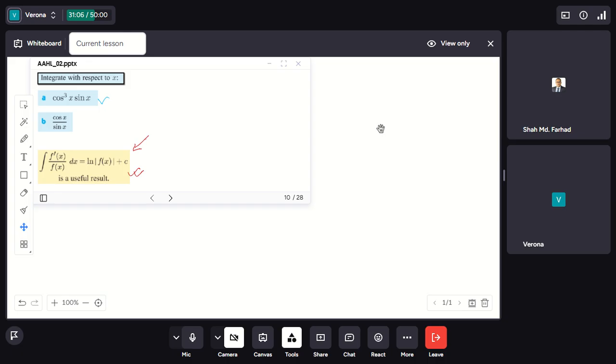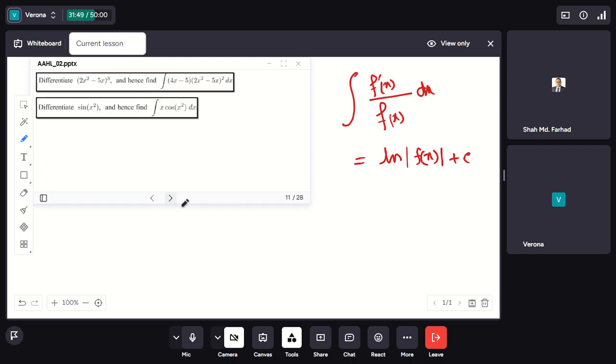Denominator, and if we get the numerator as the result of the derivative of the denominator, then we can write ln f of x. So if we have a function f of x and the derivative of f of x, that is f prime x dx, then we can write this as ln f of x plus c.